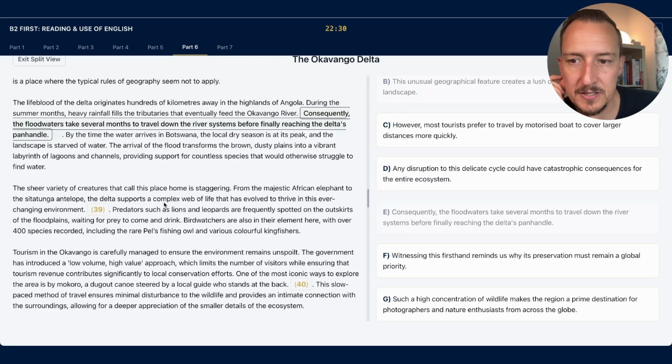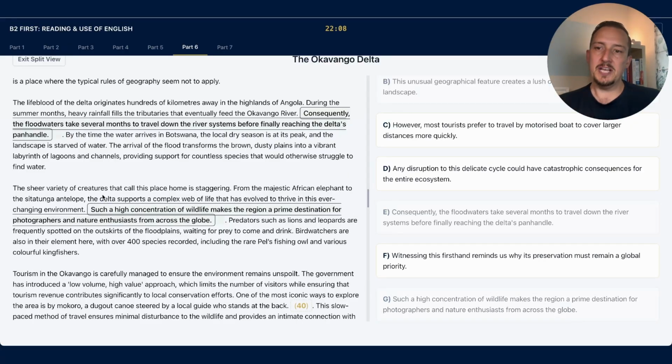Sheer variety of creatures that call this place home is staggering, from the majestic African elephant. Okay, so this is bringing in the wildlife and the animals. So this might be an option here. The delta supports a complex web of life that has evolved to thrive in an ever-changing environment. Predators such as lions and leopards are frequently spotted. I'm fairly certain it's this one. So we talk about the sheer variety of creatures. Such a high concentration of wildlife, that fits thematically because you've got so many creatures, and then it talks about such a high concentration of wildlife.